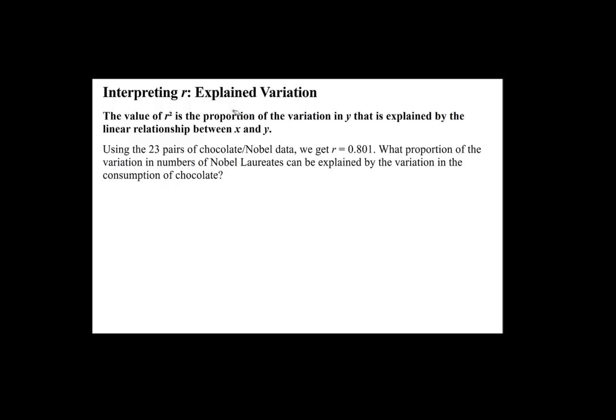Using the 23 pairs of chocolate Nobel data, we got r equals 0.801. What proportion of the variation in number of Nobel laureates can be explained by the variation in the consumption of chocolate? Simply put, the answer is r squared. With r being 0.801, we get r squared equals 0.642. Just square it, class. Okay, what does it mean?